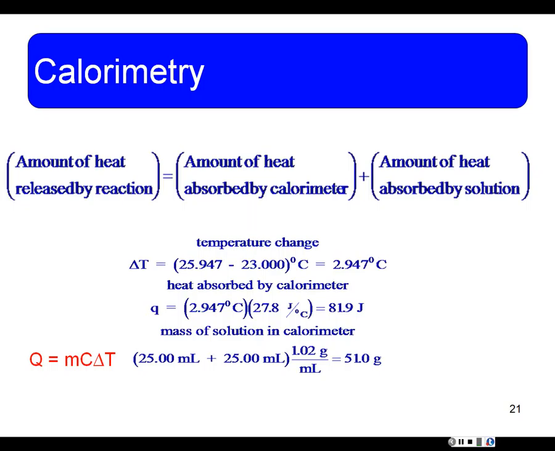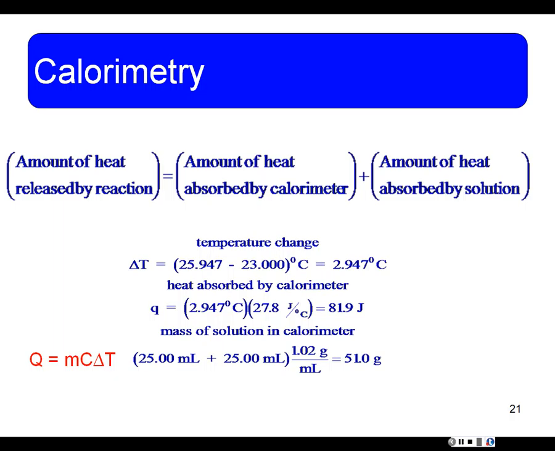Of course, my iPad went dead. Okay, so our units cancel, degree C, degree C. 27.8, where did I get that number from? That was the heat capacity, what's given. And we get 81.9. So the amount of heat absorbed by the calorimeter is 81.9 joules. So we have one piece here.